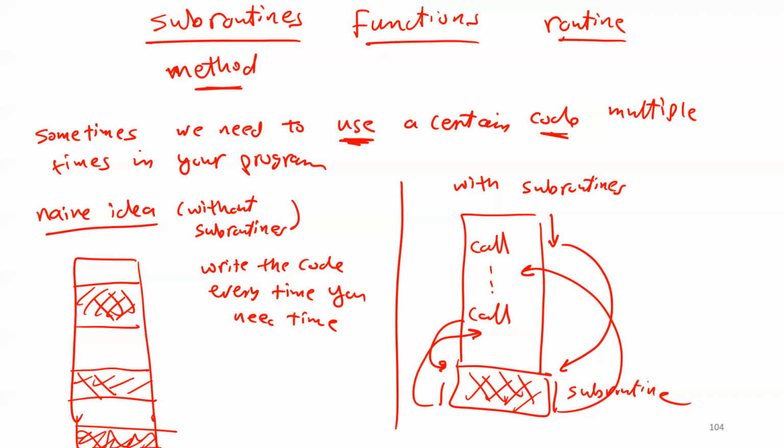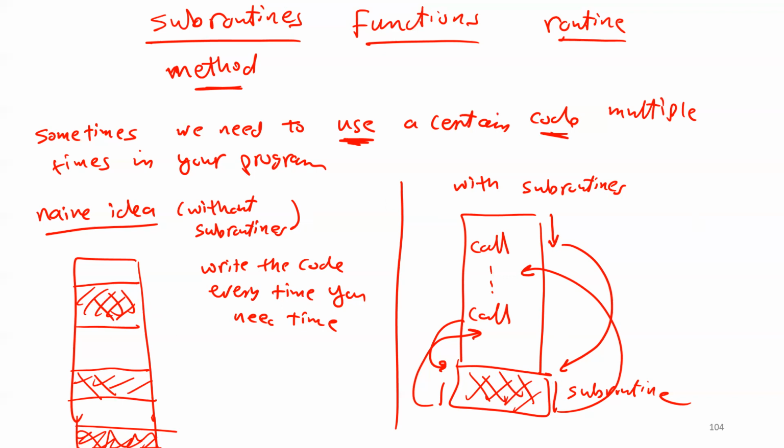So here, without using the subroutine, which is a very naive idea, every time you want to do this functionality, you have to write the code here. For example, every time I want to read the keypad, I have to write the code. For sure, this is not a good idea at all, for several reasons. I'm going to explain why. In general, for any programming language, it's not a good idea. The better idea, and that's what we are going to do with subroutines, is that you write it only one time.